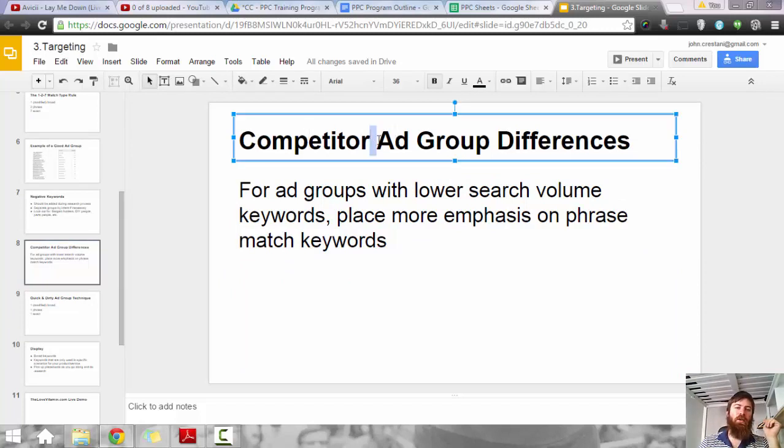So now I'm going to go into competitor campaigns and their ad groups. Lots of these terms have lower search volume, so we're going to want to place more emphasis on phrase match keywords, just because there aren't as many root words to build around. What we're doing is just having all of our keywords be a little bit broader. And when we actually discuss uploading the campaigns and ads, I'll show you a really cool setting that'll make this easier as well.